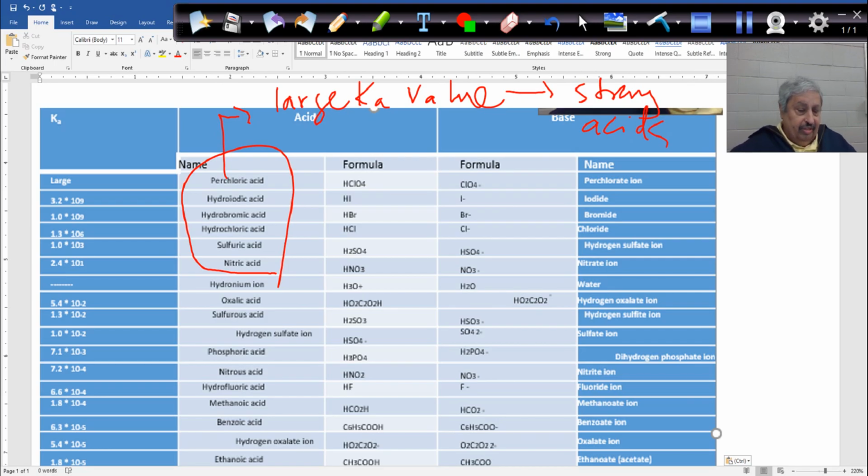And the same thing, you can check the bases. If the Kb is very large, then they are strong. So the idea is, let's ask ourselves, what do we mean when we say this acid or base is strong or weak? This is the ability to dissociate in H2O.